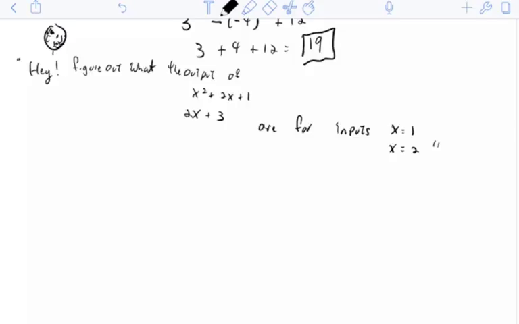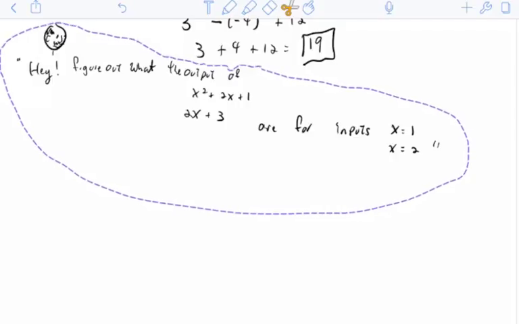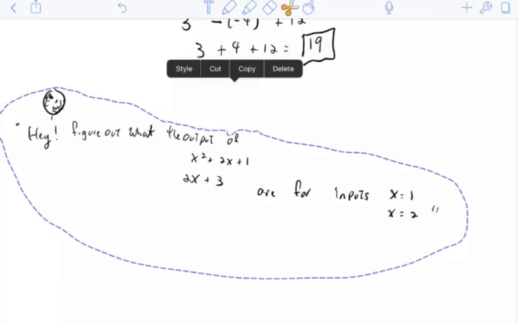Actually, you know what? Things are getting kind of cramped on this page. I'm going to take a second and rearrange it. Let's move this down. Okay.